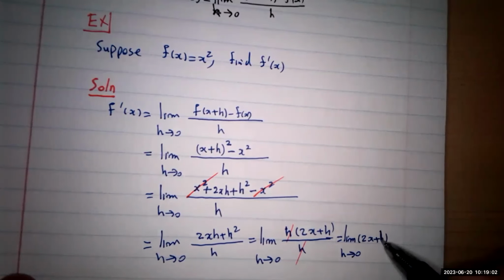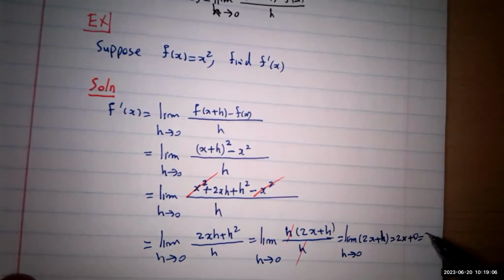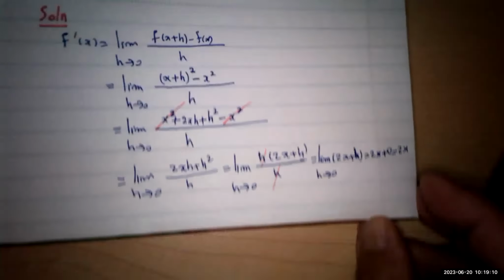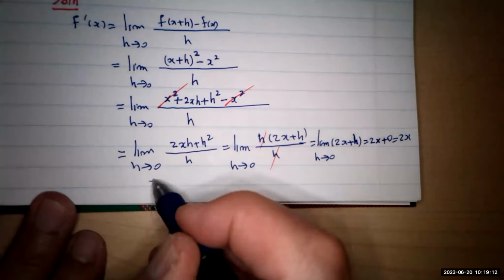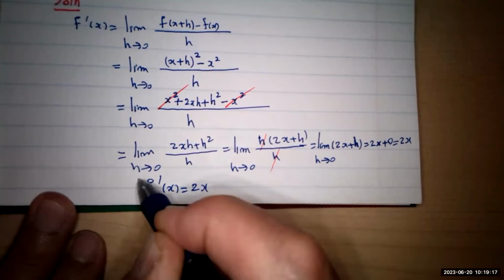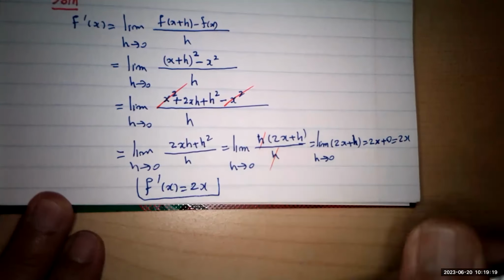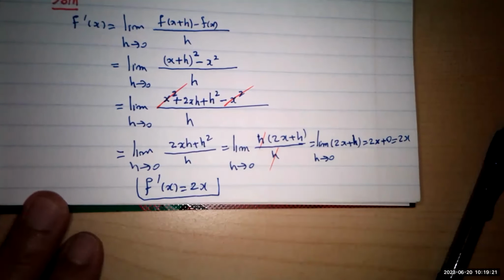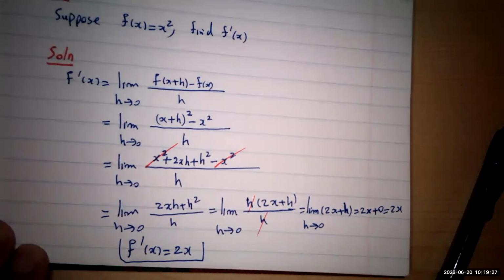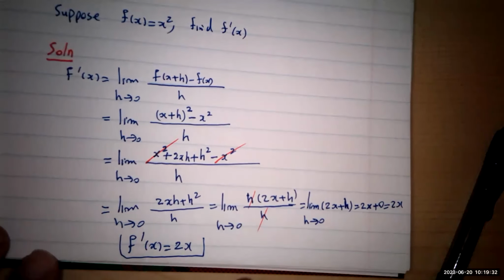That's the h. So direct substitution gives you 2x plus 0, which is 2x. So there you are. F prime of x is equal to 2x. Nice formula. Okay, so this simply means if the function is x squared, you bring the 2 down, 2x, that gives you the derivative of the function.